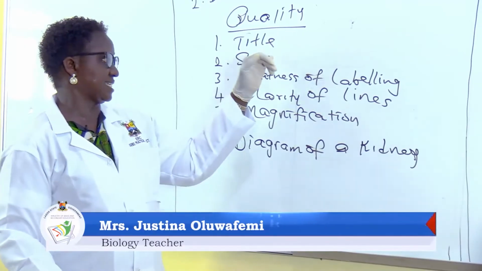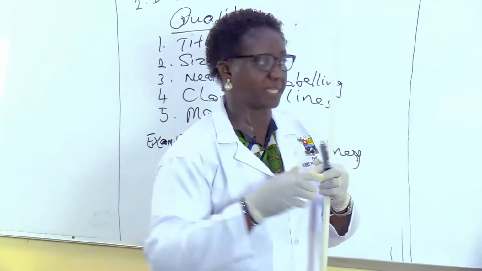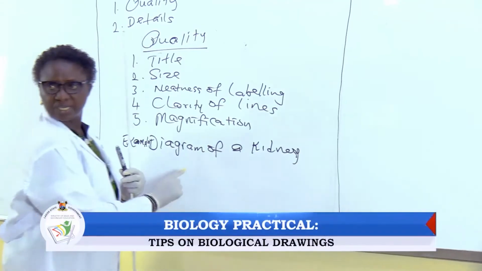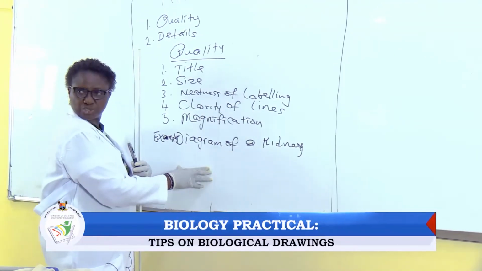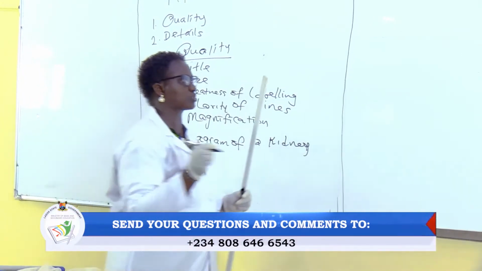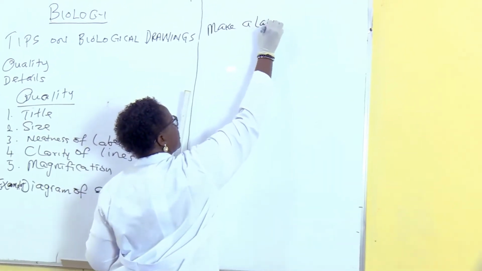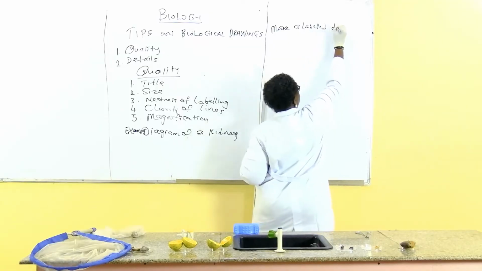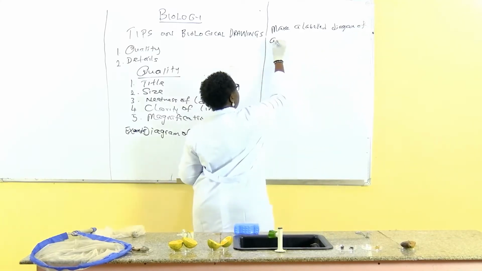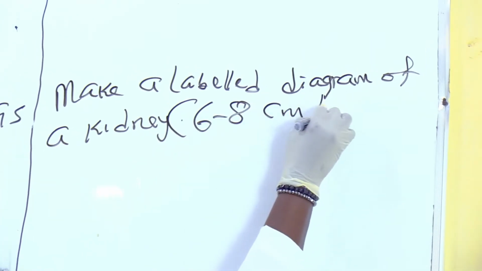The next important thing is the size. Are we together? If you are with your ruler, you can, let me just make the explanation first. I want to draw to size. This my question, this my title. I've just extracted the title from the question. And my question goes this way. Make a labeled diagram of a kidney 6 to 8 centimeter long.